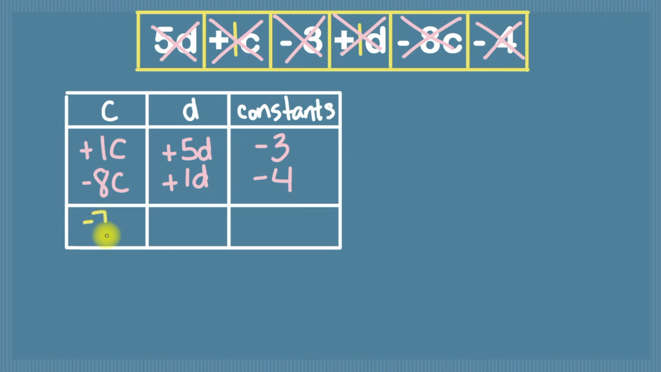negative 7C. In our next column, we've got positive 5D and positive 1D. That'll make positive 6D. And finally, we've got negative 3 and negative 4. And if we add negative 3 and negative 4, that'll give us negative 7.